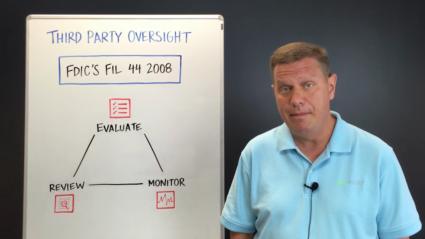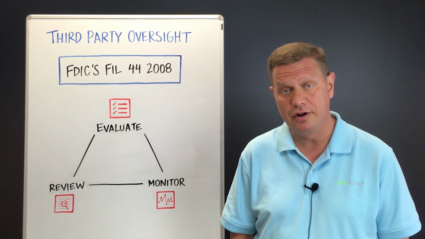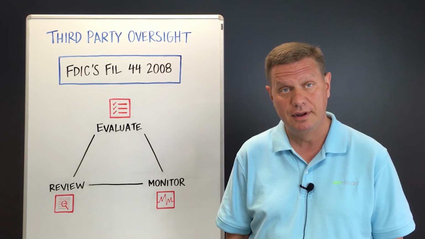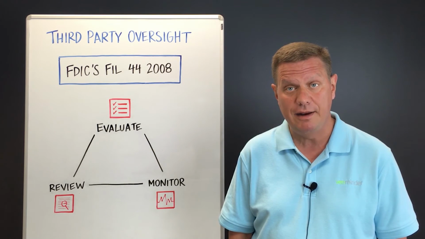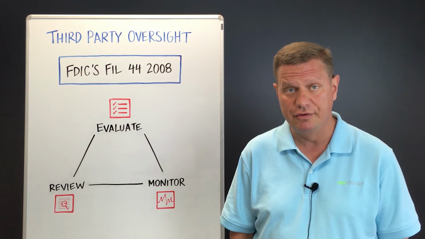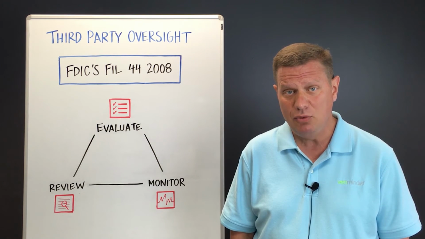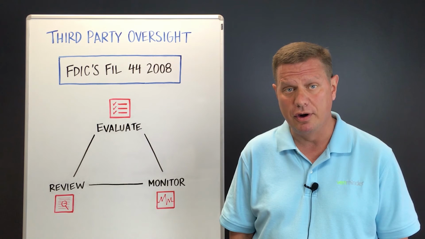Determine the adequacy of any training provided to the employees of the financial institution and the third party. Administer any testing programs for third parties with direct interaction with your customers. Review consumer complaints about the products and services provided by the third party and the resolution of those complaints. And finally, meet when needed with representatives of the third party to discuss performance and operational issues.